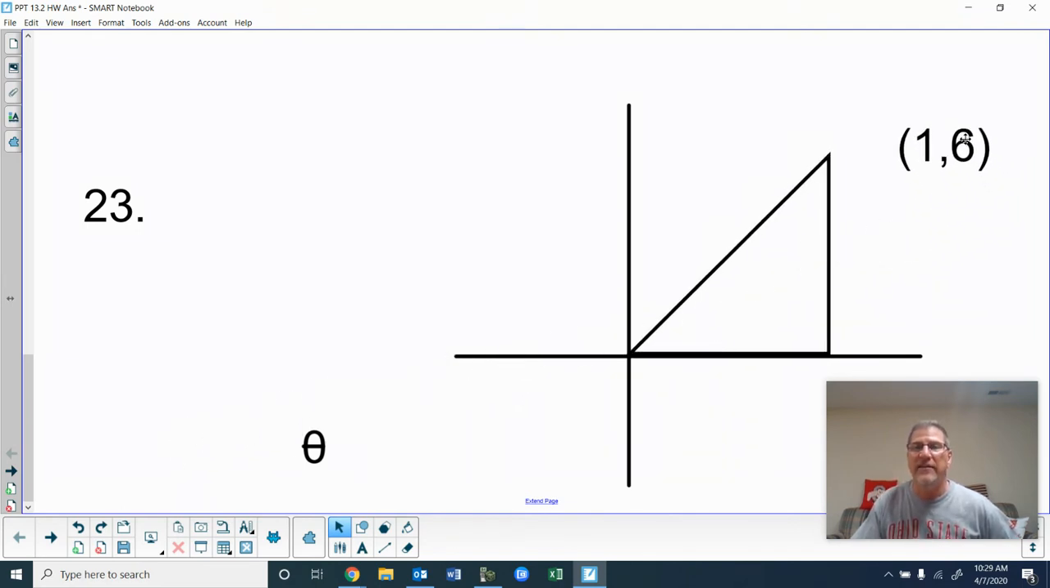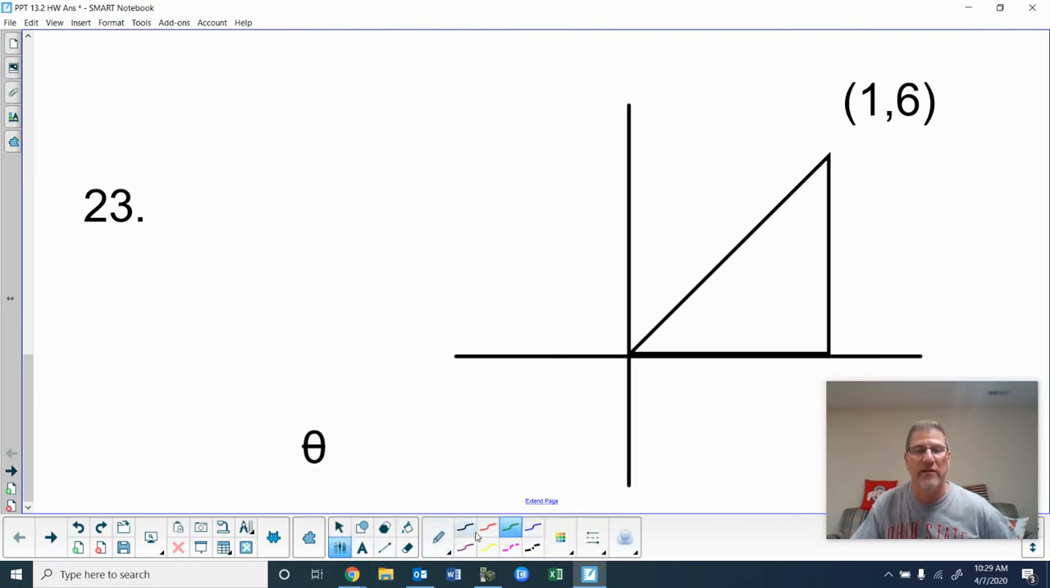And I'm going to say that this point up here is (1, 6). So I'm going to make it, let's say, red. A red dot here. Okay, so that dot is the point (1, 6). So that means this distance along the x-axis is just 1. Even though it's not to scale, that's going to be a 1. And this distance from the x-axis straight up along this leg of my triangle will be 6.